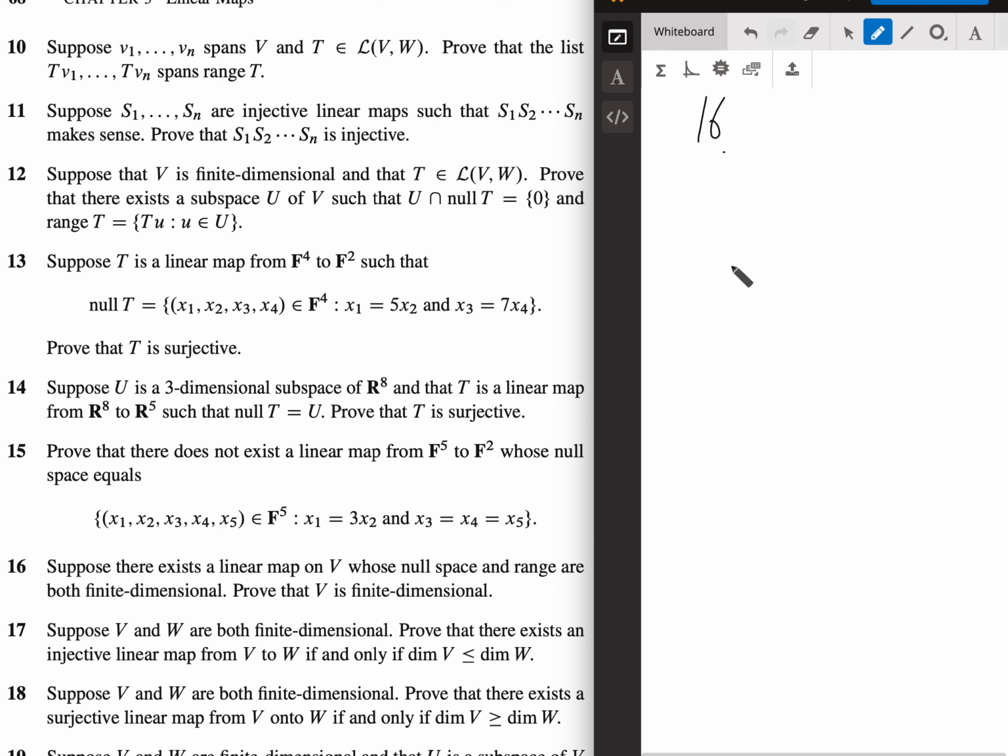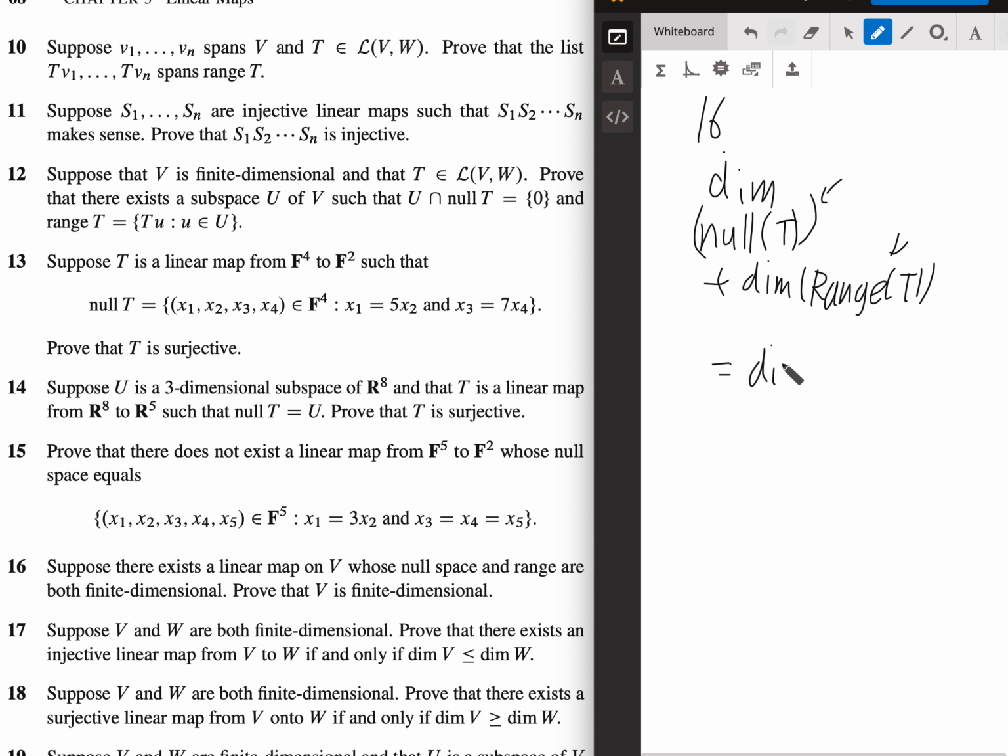Okay. So suppose there exists a linear map on V whose null space and range are both finite dimensional, and we want to prove V is finite dimensional. This one's, I think, not a difficult one. So once again, the dimension of V is the dimension of the null space of T plus the dimension of the range of T. And since both these two quantities are finite, their sum is also finite, which is the dimension of V. So that's fine.